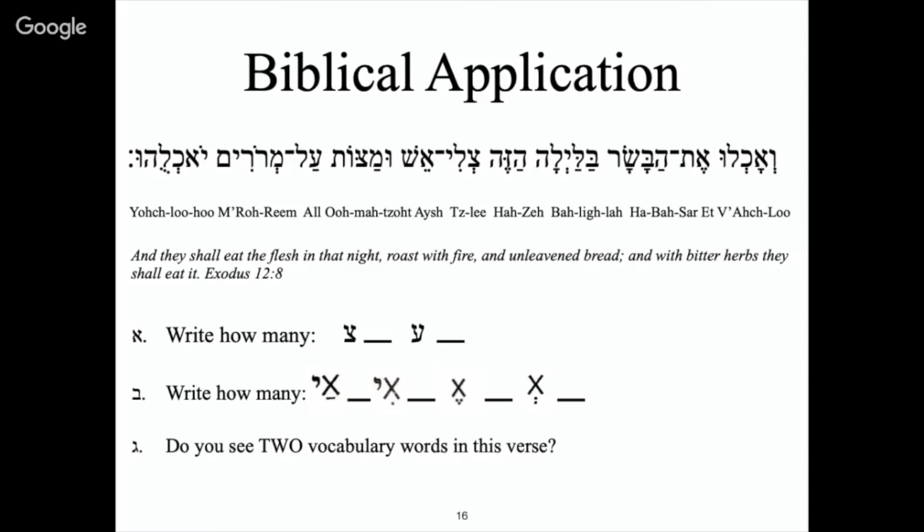So we have Exodus 12, verse 8, which says, Ve'achlu et habashar balayla hazeh, zili esh, umatzot al merorim yochlu'u, which means, and they shall eat the flesh in that night, roast with fire, and unleavened bread, and with bitter herbs they shall eat it. That's Exodus 12, verse 8.